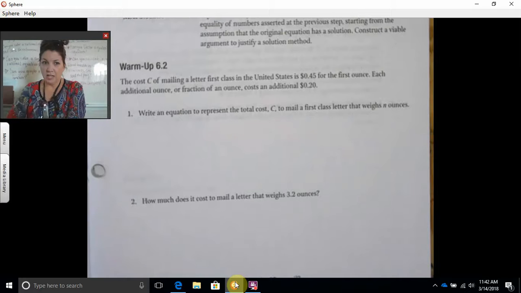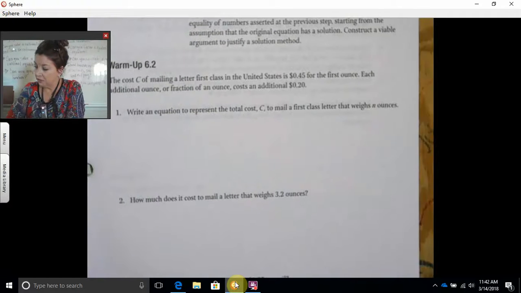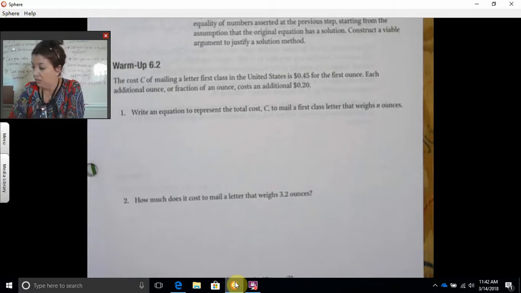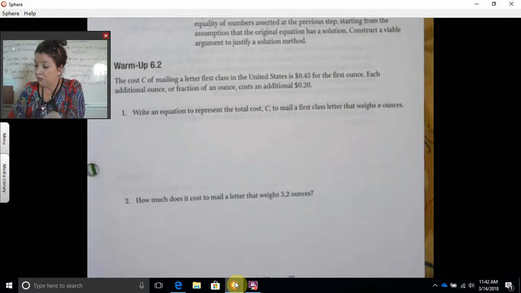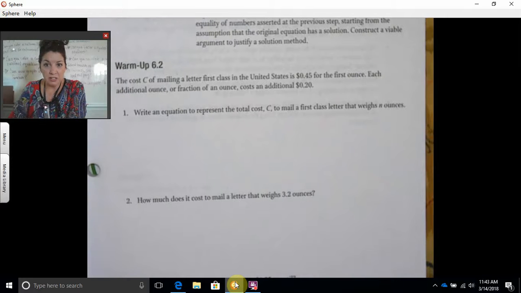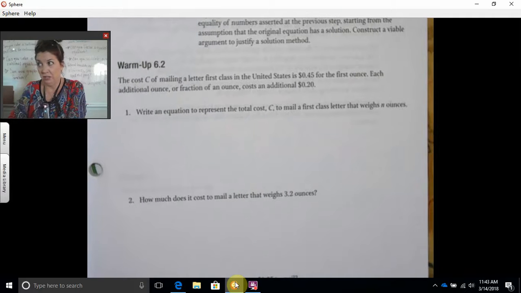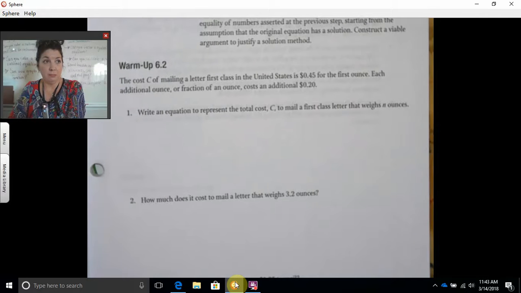Okay, so the question says, the cost of mailing a letter first class in the United States is 45 cents for the first ounce. Each additional ounce or fraction of an ounce costs an additional 20 cents. So if it just weighs 1 ounce, you're just paying the 45 cents, right? If it weighs more than that, then you're paying 45 cents for the first ounce and 20 cents for each additional ounce or fraction of an ounce. So it could be 0.1 ounces and you're going to pay a whole 20 cents for that, okay? According to what the problem says.